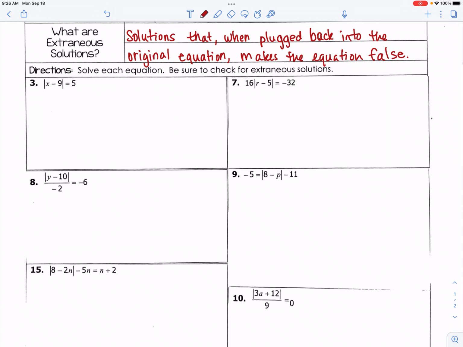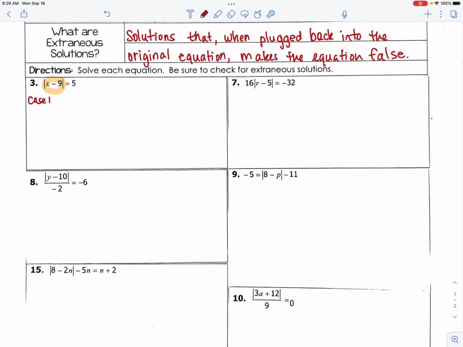So let's look at number 3 here. We want to isolate this absolute value. It's already by itself. There's nothing in front of it being multiplied. There's nothing after the absolute value being added or subtracted. So we're going to go straight to step 2. We're going to create our 2 cases.